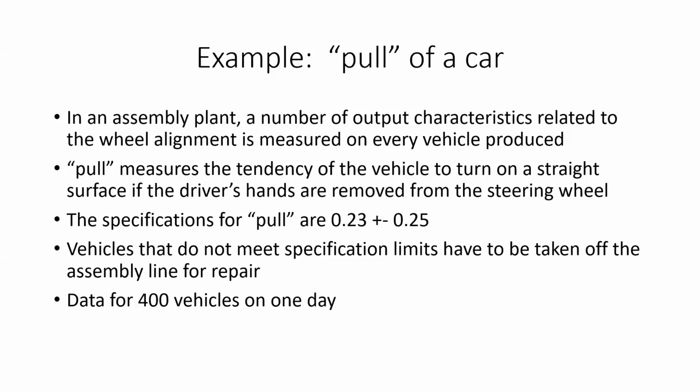The specification here for pull are some values. Well, we don't know the metrics, but these are the values that were given: 0.23 plus minus 0.25. So we have an upper and a lower specification limit based on this, right? And the vehicles that don't meet the specification limits have to be taken off the assembly for repair. And so that costs money. So ideally, we want to have a process that doesn't let that happen, or only lets it happen very rarely.